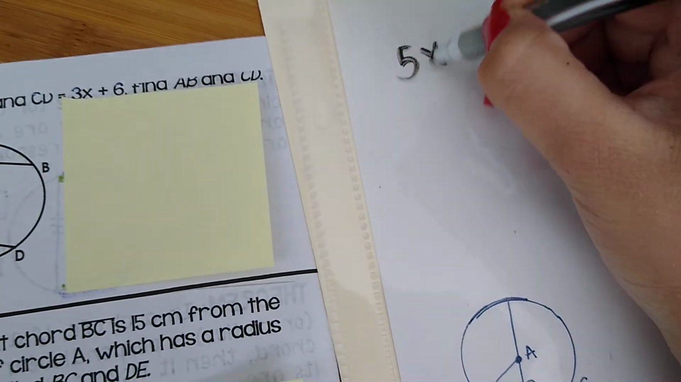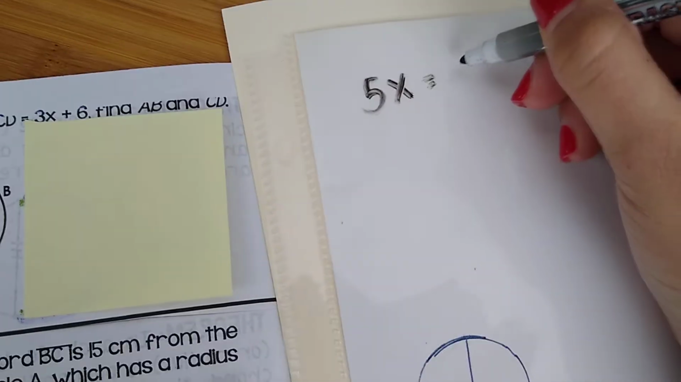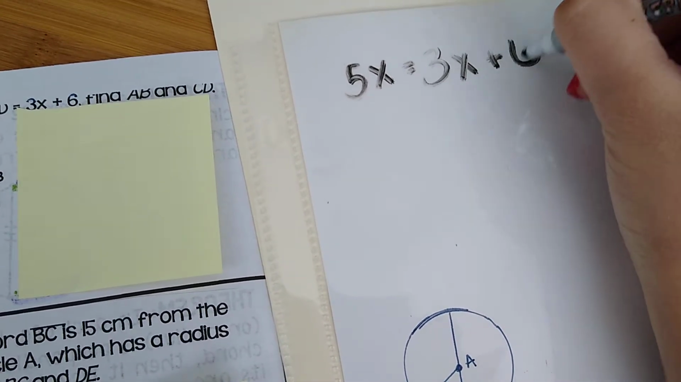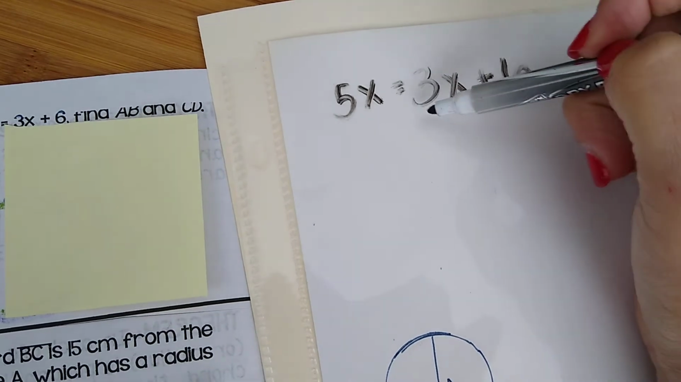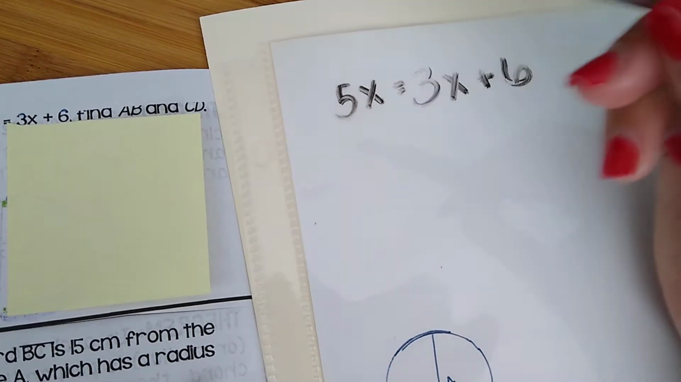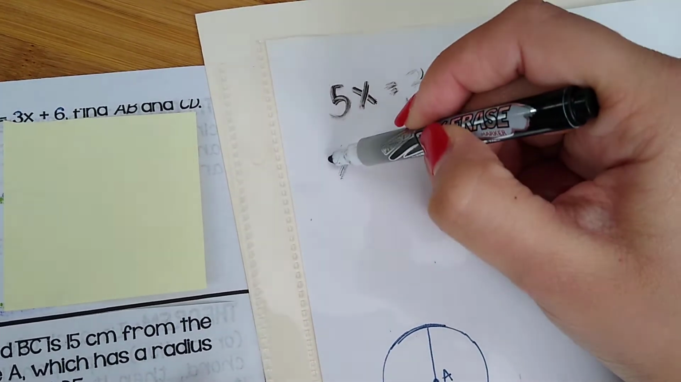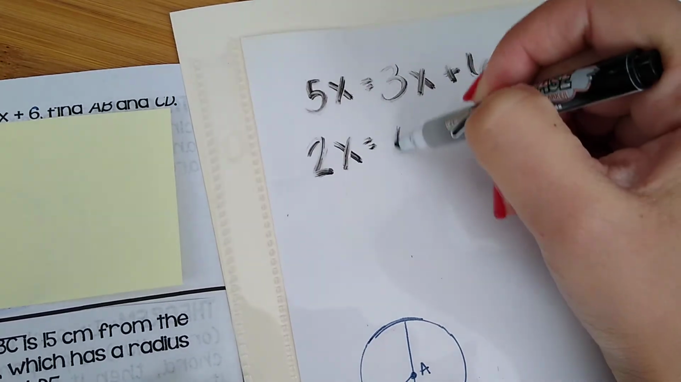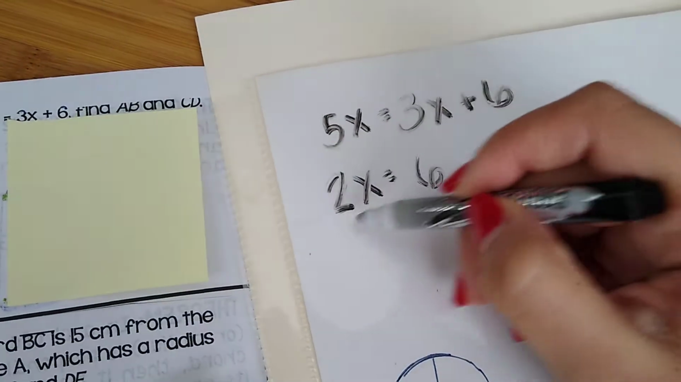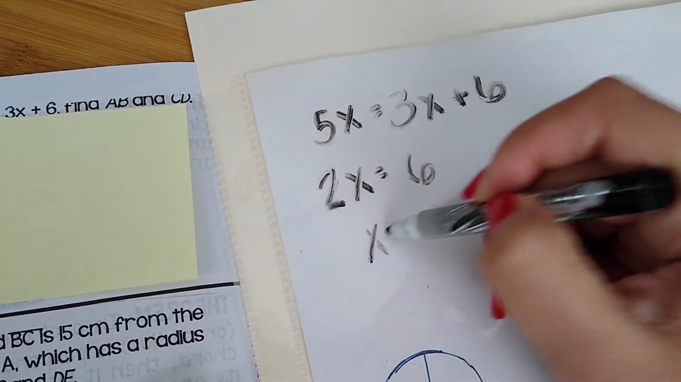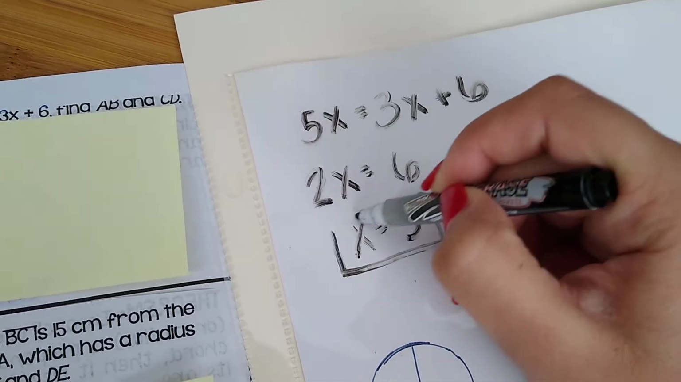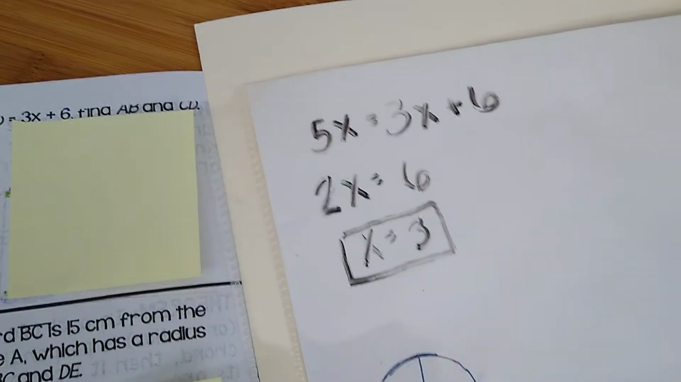So we have 5x equals 3x plus 6. Then I'm going to subtract 3x from both sides, and I end up with 2x equals 6. And then I divide both sides by 2, and then I get x equals 3. Alright, so that is the very first one.